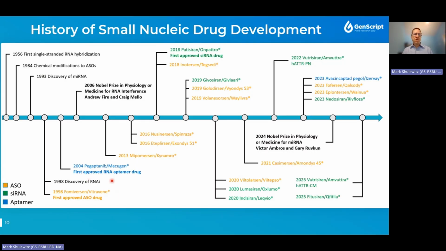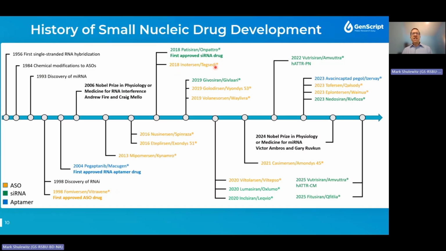In 2004, the first aptamer drug was approved. This was Macugen, and it was approved for treating age-related macular degeneration. To date, only 2 aptamer drugs have been approved, the first one in 2004 and the second one in 2023, and they are shown in blue.